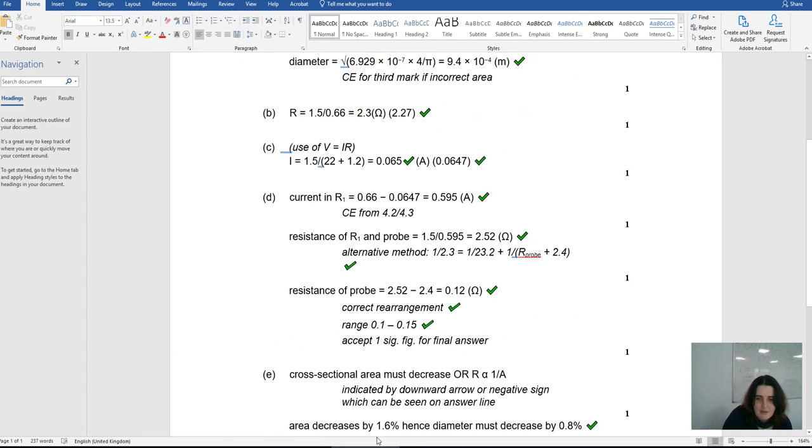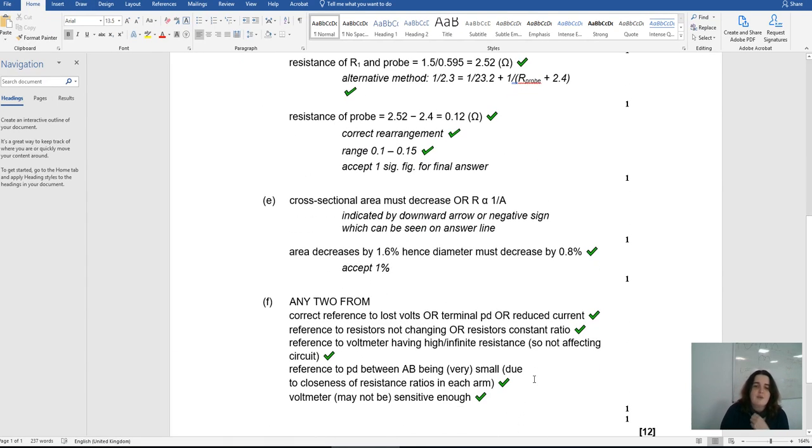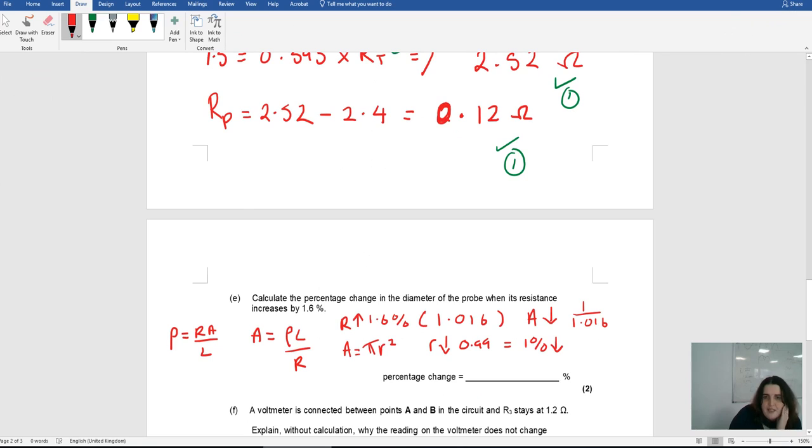Having a look at your mark scheme here, it's a little bit more specific. They're saying area decreased by 1.60, so the diameter must decrease by 0.18% here. What I've done is I've said it increased by 0.016 and my area decreases by that. And of course, it'd be the square root of that decrease. So the square root of 1 over 1.016 is 0.992.